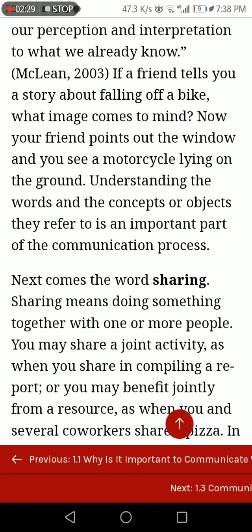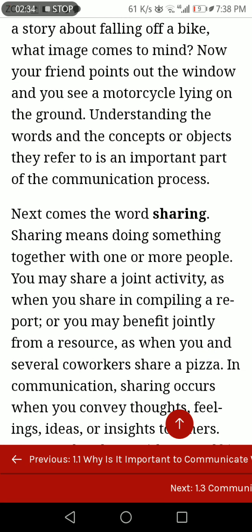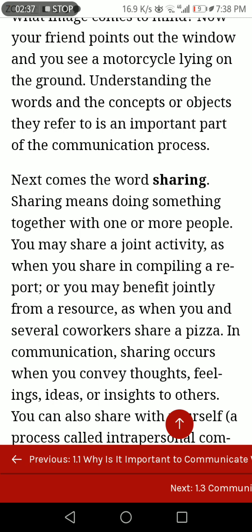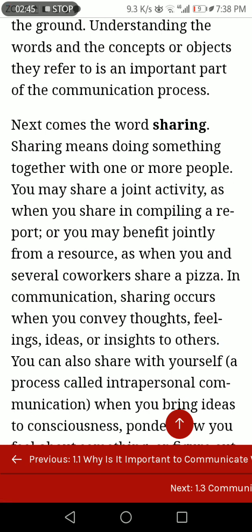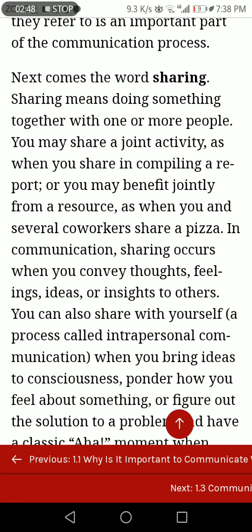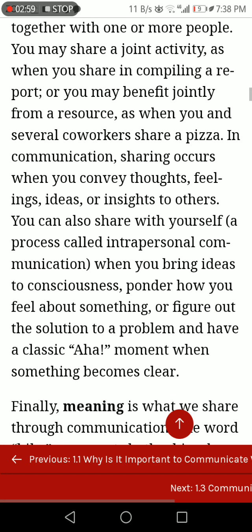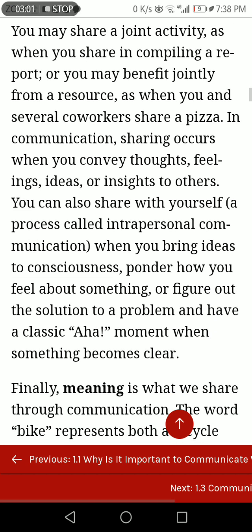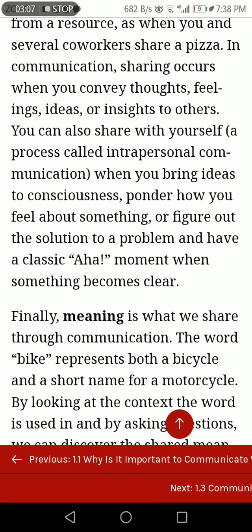Next comes the word sharing. Sharing means doing something together with one or more people. You may share a joint activity, as when you share in compiling a report, or you may jointly form a resource, as when you and several co-workers share a pizza. In communication, sharing occurs when you convey thoughts, feelings, ideas, or insights to others. You can also share with yourself, a process called intrapersonal communication. When you bring ideas to consciousness, ponder how you feel about something, or figure out the solution to a problem, and have a classic aha moment when something becomes clear.